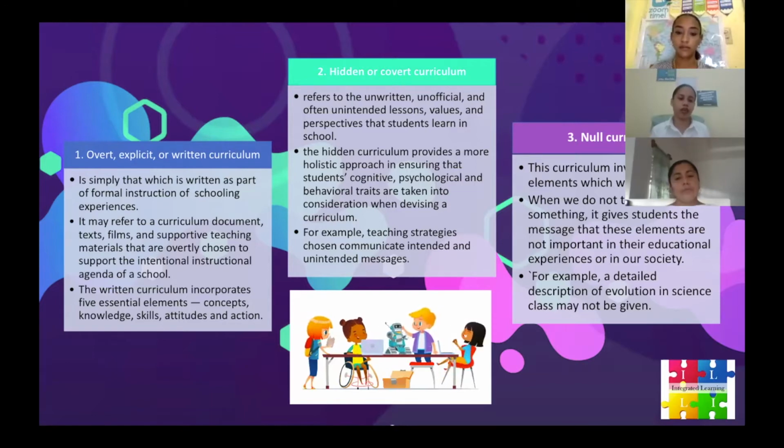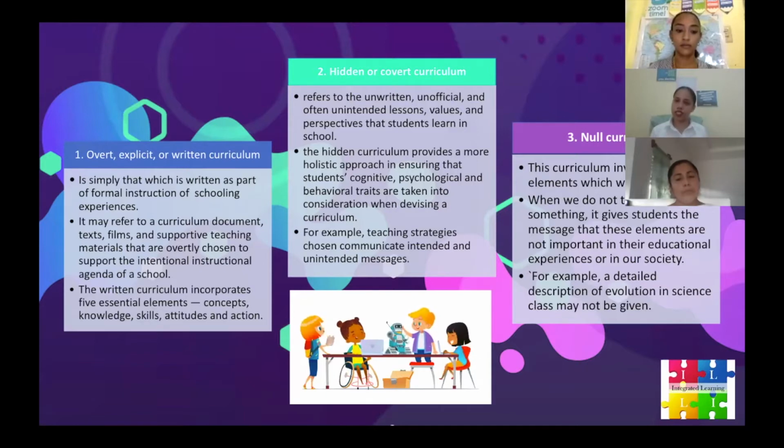The written curriculum incorporates 5 essential components. We have concepts, we have knowledge, skills, attitudes, and action. Now this gives students the opportunity to be able to gain knowledge that is globally relevant. They understand concepts, which they can connect throughout their learning experience. They have skills that they would learn, like transdisciplinary, which can be used outside of the classroom as well, and they can use it within the different subject areas.